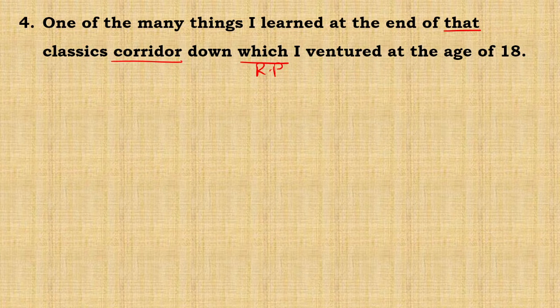End of that classical corridor. Here, that is not a relative pronoun. It is a demonstrative pronoun. A demonstrative pronoun shows something. What are they showing here? They're showing that classical corridor, pointing at some corridor. They're telling you this is the corridor, and which is the relative pronoun.